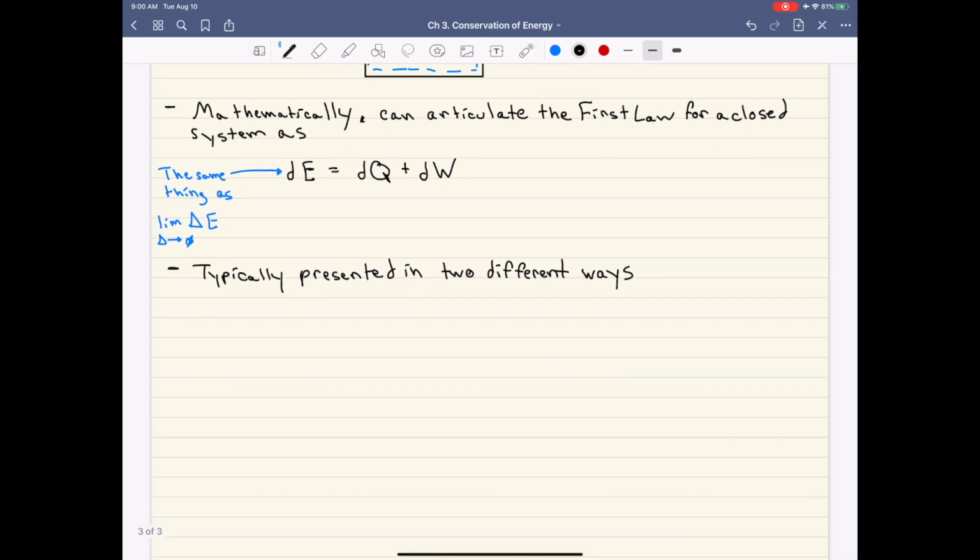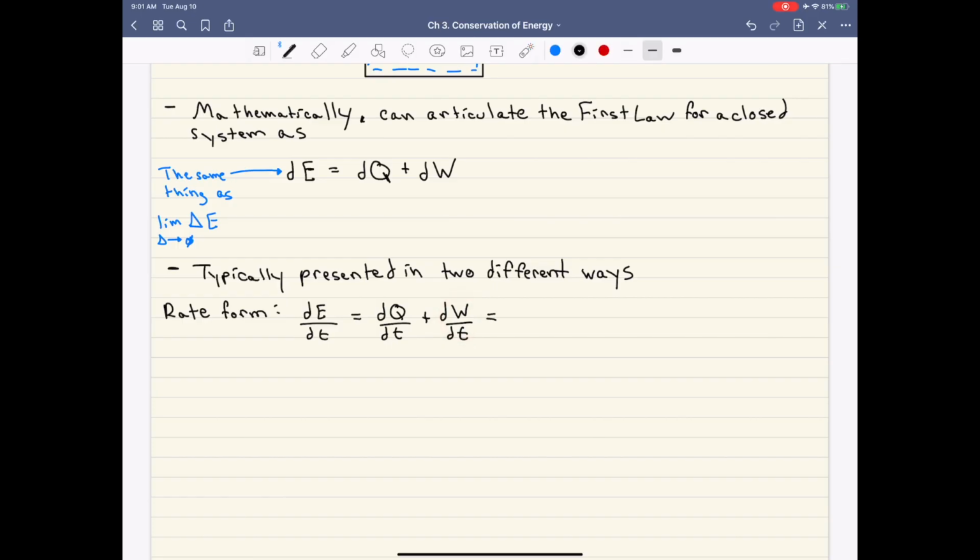The first way it can be presented is in a rate form. Here, the way we present it is we take our dE, dQ, and dW, and we divide them by dt. Mathematically, what we're now doing is taking the derivative of energy with respect to time. Okay? And we also do the same thing with the heat and with the work.